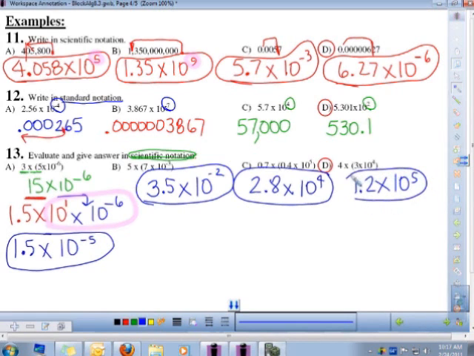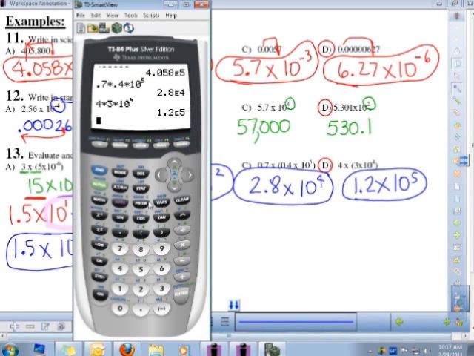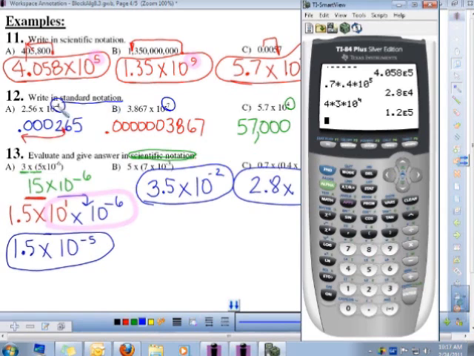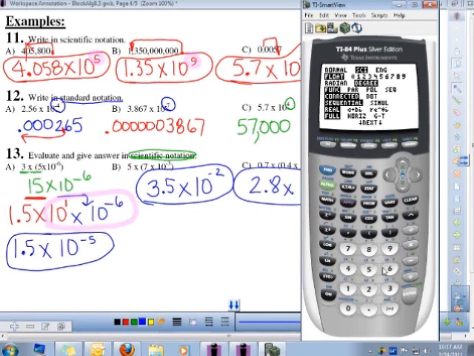Now let's try some of these on example 12. Now what you have to do on example 12, we want the answer in standard notation. So that means I have to go back to mode. Everybody press the mode button. And I want it back normal. I want it to give me normal answers. So press the enter button for normal.